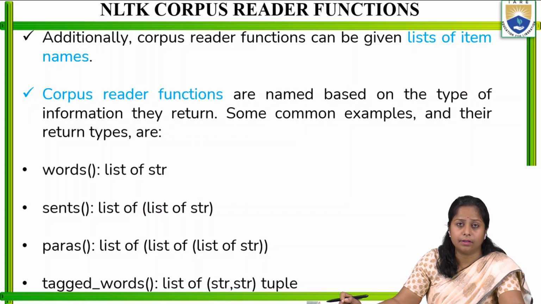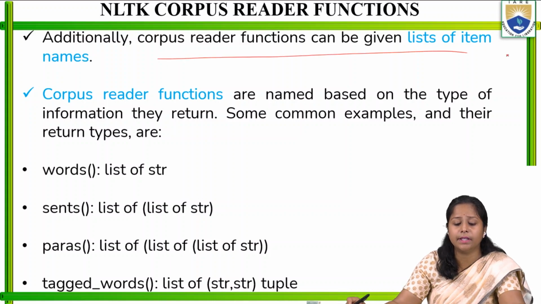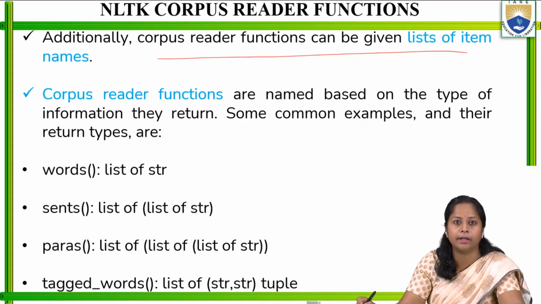Now, the NLTK corpus related functions. What functions can we write in the bracket with the corpus reader? Additionally, corpus reader functions can be given a list of item names. Corpus reader functions are named based on the type of information they return. Some common examples are there. We have used these also, but here the basic functions are written for your understanding, students.